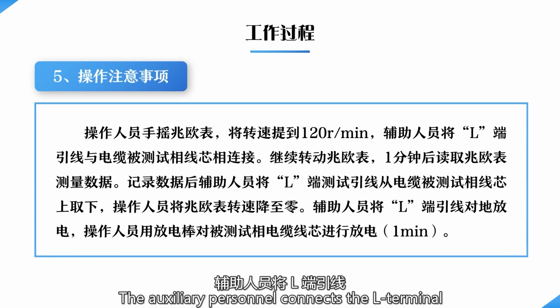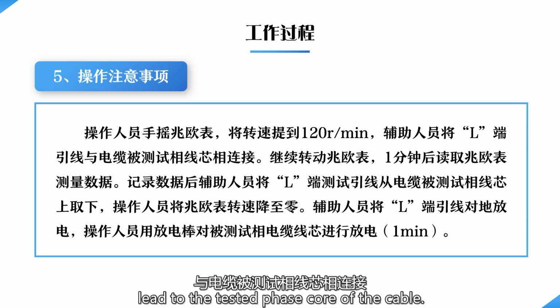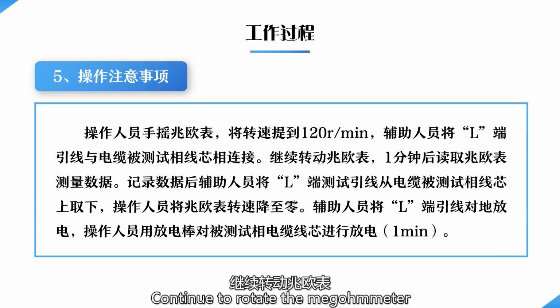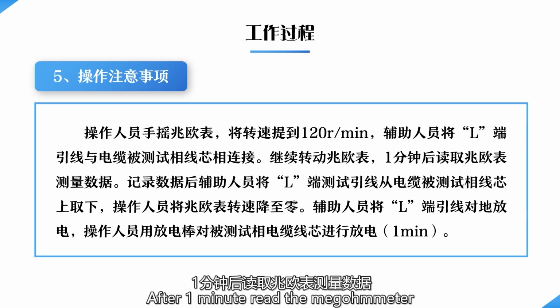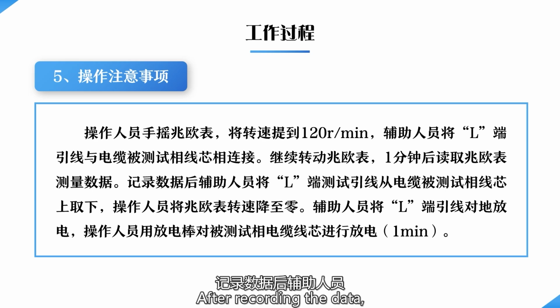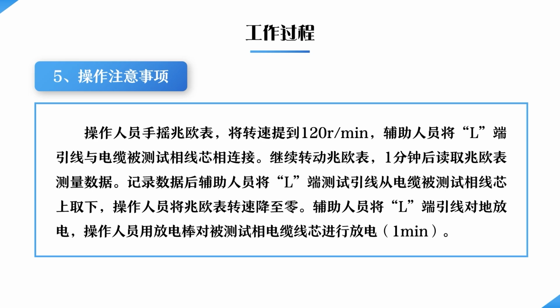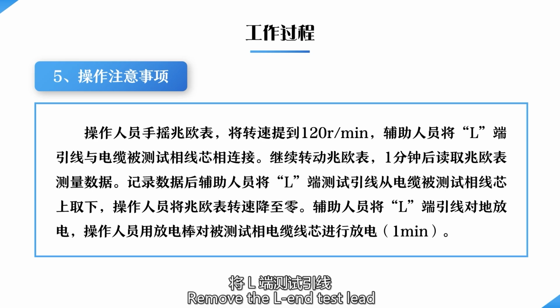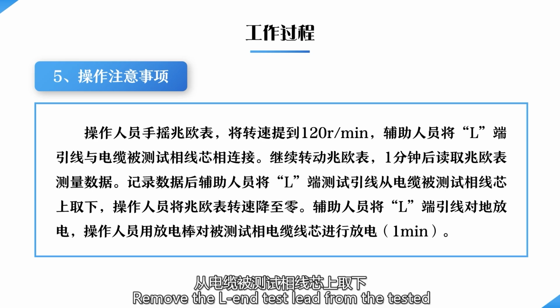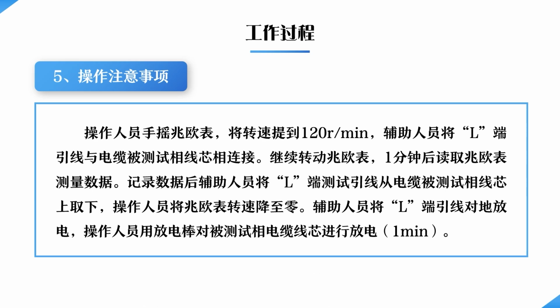Auxiliary personnel connect the L terminal lead to the tested phase core of the cable. Continue to rotate the megohmmeter. After 1 minute, read the measurement data. After recording the data, the auxiliary personnel remove the L test lead from the tested phase core of the cable.